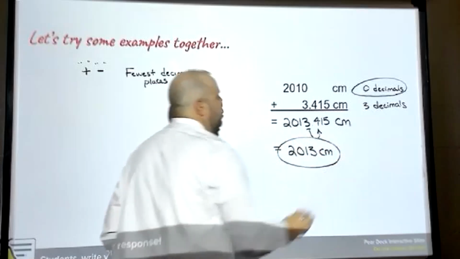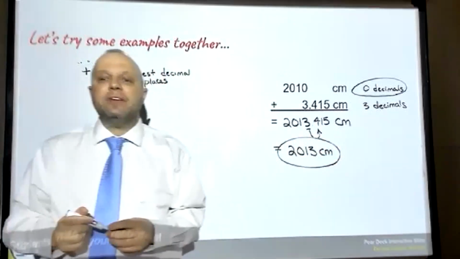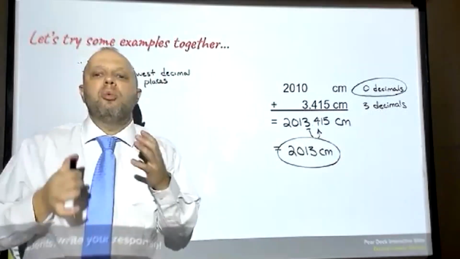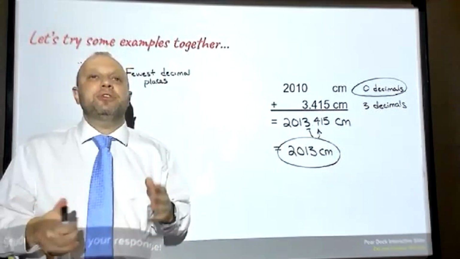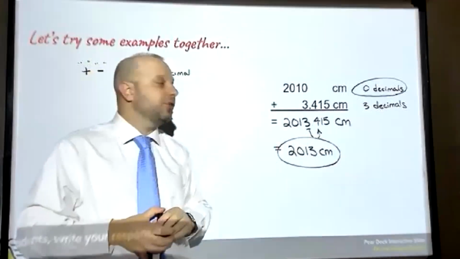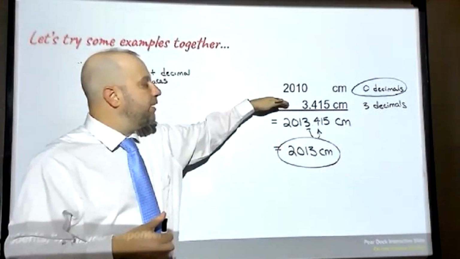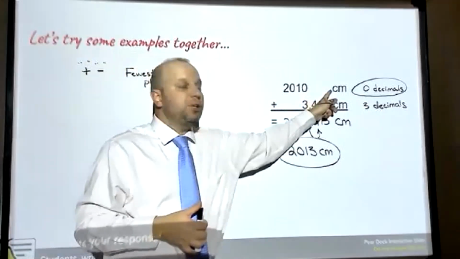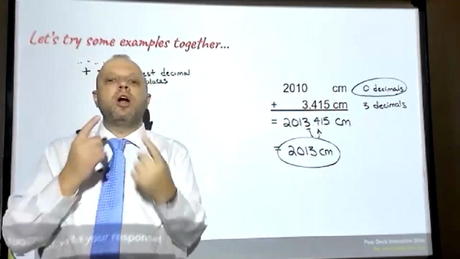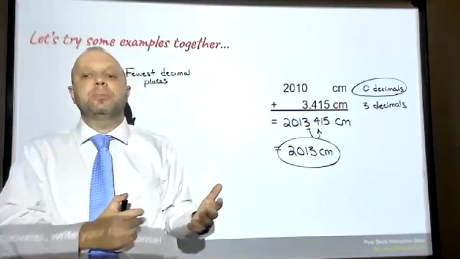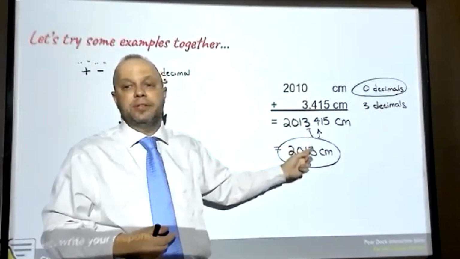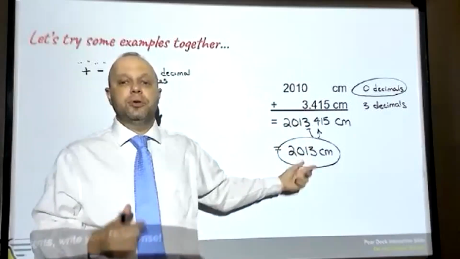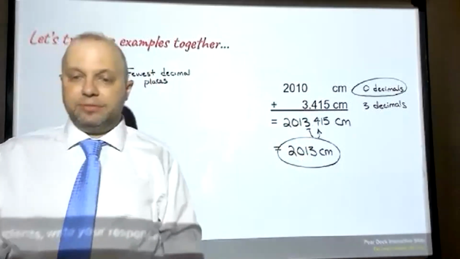So our final answer is going to be 2013 centimeters. Now, it goes back to something that we said before. We can't report our answer to a level of certainty that's beyond our measurements. So in this case, when we have these 2 measurements, we can't report it to 3 decimal places because we only measured one of the 2 numbers to 3 decimal places. So the other ones we measured to 0 decimal places. So our answer can have 0 decimal places. Hopefully that makes sense.